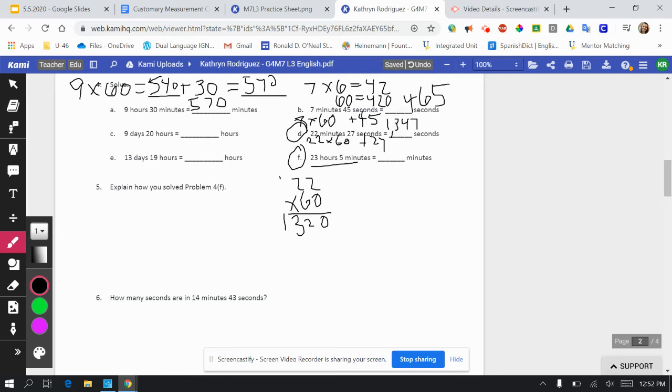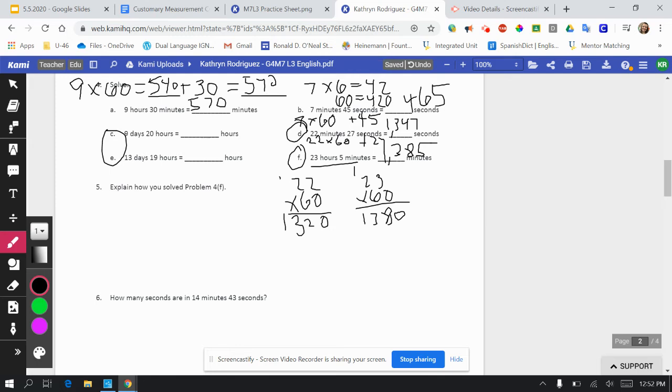All right, 23 hours, 5 minutes. So that would just be, I'll go ahead and do this. 23 times 60. Got my placeholder. 6 times 3 is 18. 6 times 2 is 12, plus 1 is 1,380. Plus 5 minutes will be 1,385 minutes.